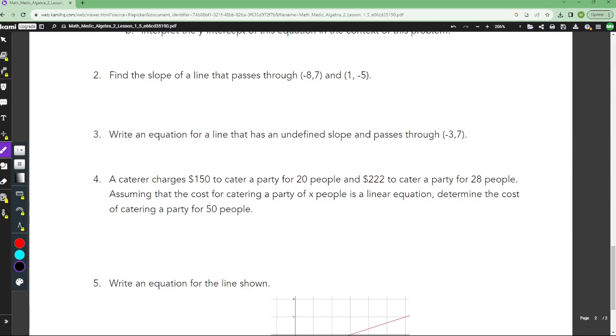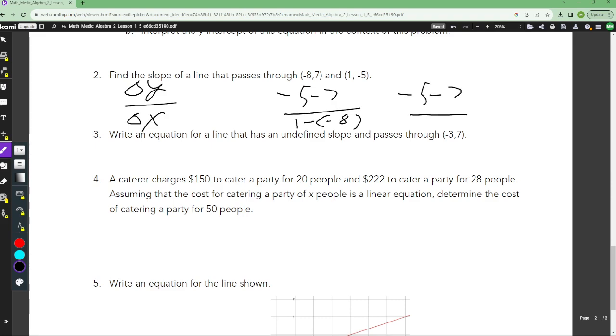Now we're going to find the slope of the line that passes through negative 8, 7, and 1, negative 5. We do change in y over change in x. Remember that. So we're going to do negative 5 minus 7 over 1 minus negative 8. As you get a little bit better, you won't have to write this out step by step. Instead, you'll do negative 5 minus 7 over 1 plus 8, because subtracting a negative number is the same as adding. So we're going to have negative 12 over 9, which can be simplified if you divide by 3, to negative 4 thirds.